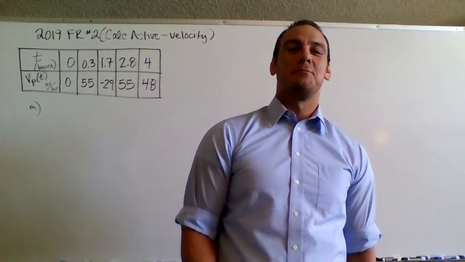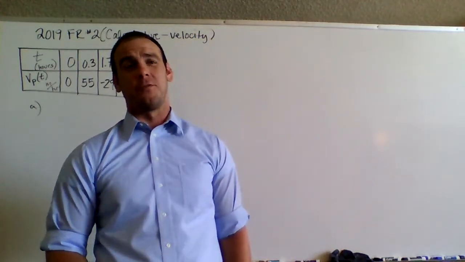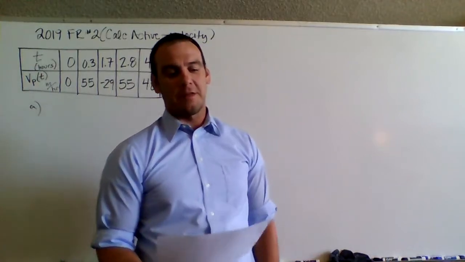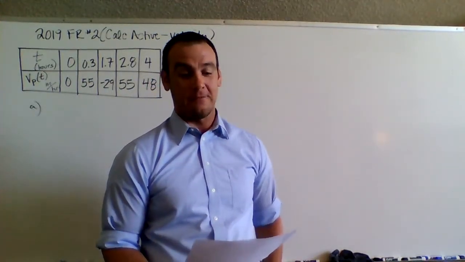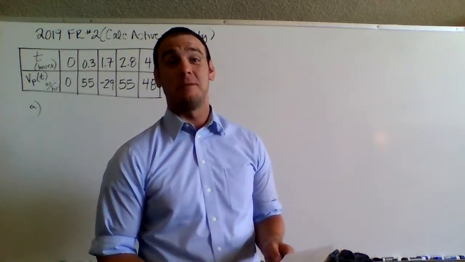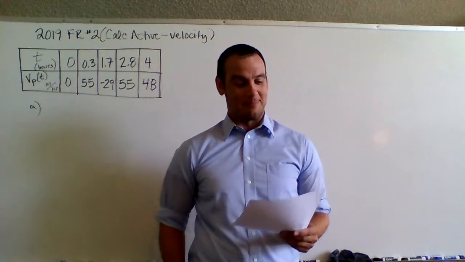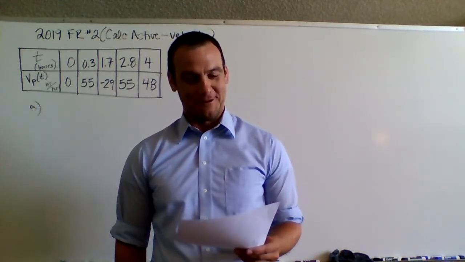2019, free response number 2. So this one will be calculator friendly. It's going to be a position, velocity, acceleration type of problem. The velocity of particle P moving along the x-axis is given by a differentiable function, that's going to be important for us, where Vp of t is measured in meters per hour and t is measured in hours.